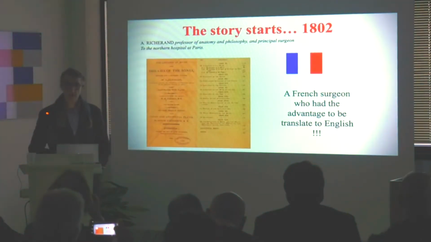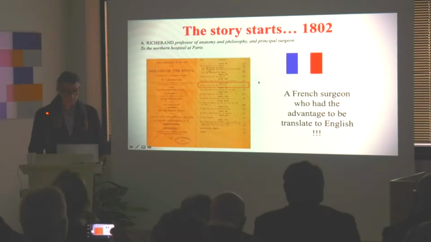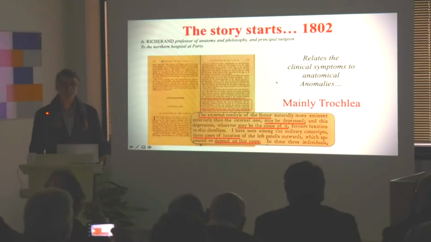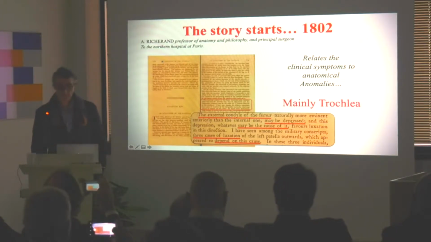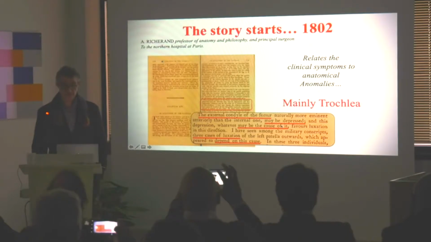The story starts in 1802 when this Parisian surgeon, Richerand, did a chapter in English in a book, and he related the patellar dislocation to some abnormalities on the femoral side. Three patients, 3 cases of dislocation, and he said that the external condyle of the femur may be depressed and may be the cause of it. Fantastic. 1802.